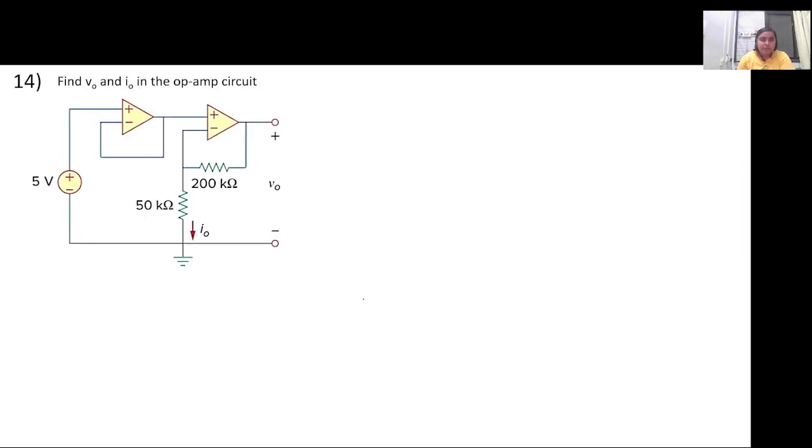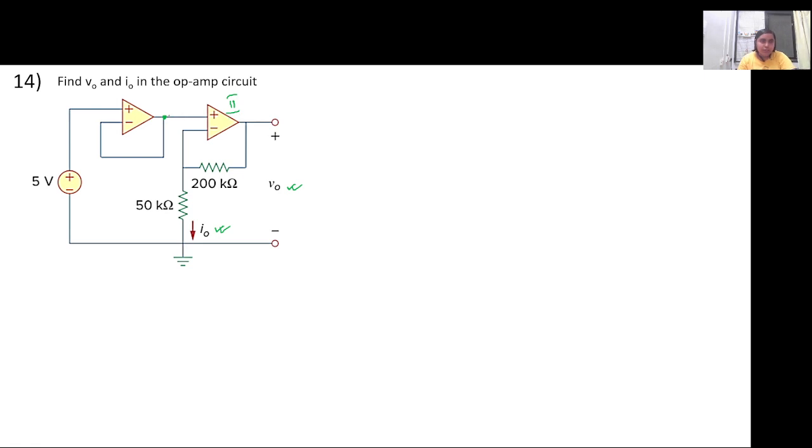Then, in this case, there are two operational amplifiers instead of one, connected as shown here, and you have to calculate the output voltage V0 and the branch current I0. So will you be able to do this? For each of the operational amplifiers, we'll apply the ideal op-amp conditions. Just think that the output of this is connected to the non-inverting terminal of the second amplifier, right?